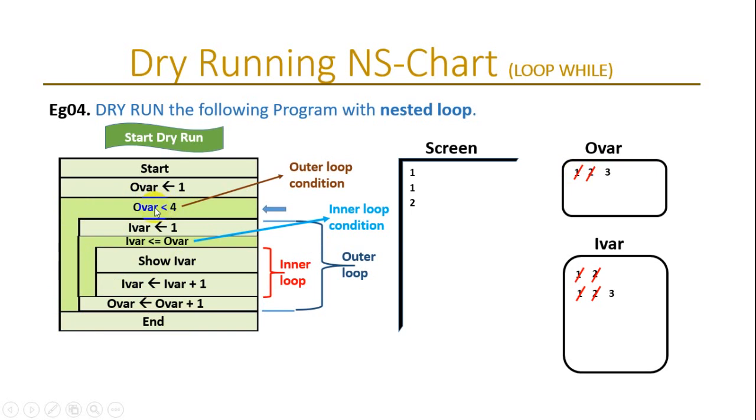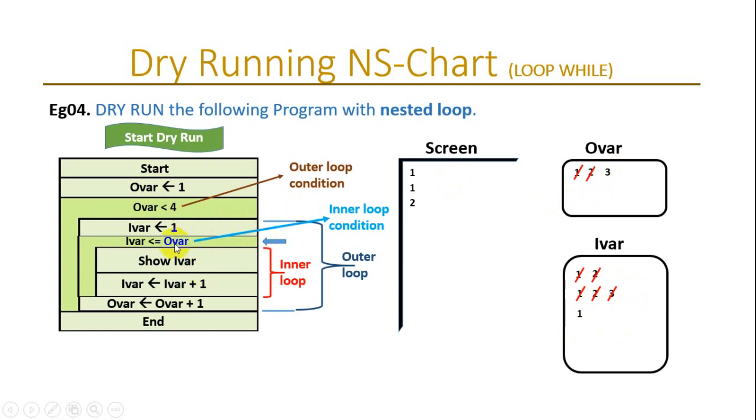Okay. So in this case, now we are here. We are checking. Is OVR less than 4? Yes, it's 3. True. So you go into the loop again. So you come here. Now this one says assign 1 to IVR. So IVR is currently 3, we are assigning 1, so 3 goes off and it becomes 1, right?